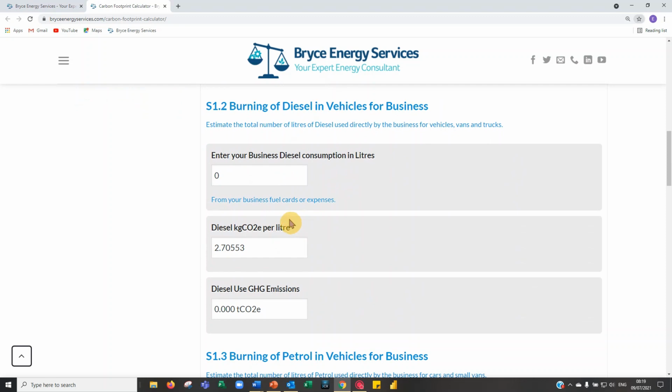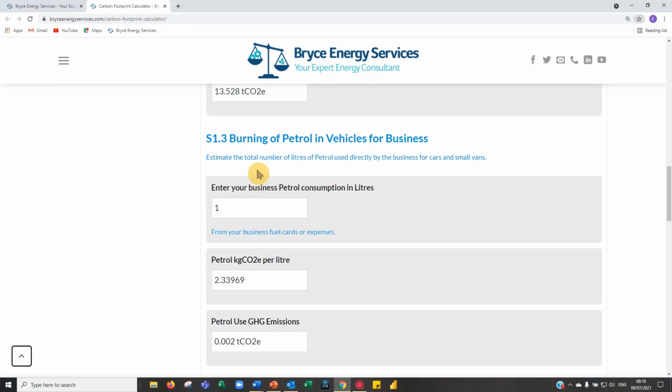Burning of diesel in vehicles for business. So let's assume you have two vans, each using about 50 litres a week, 52 weeks. So let's say 5,000 litres a year. So 5 is 25, 2 5 50 times. So 5,000 litres.